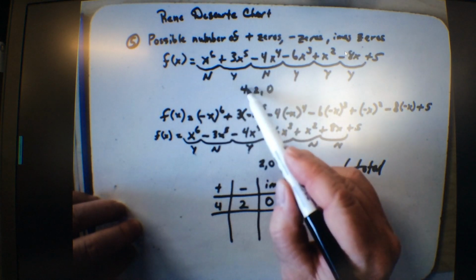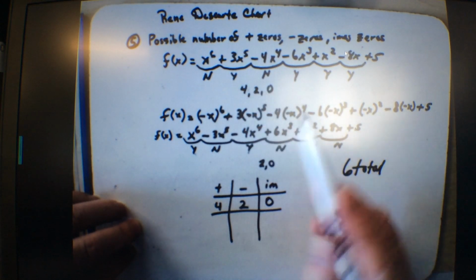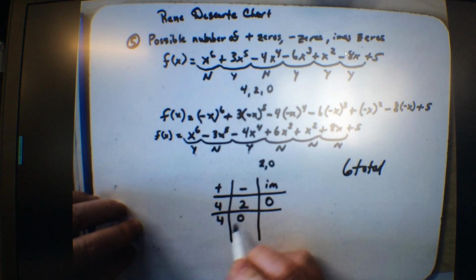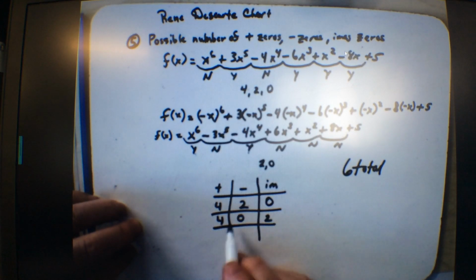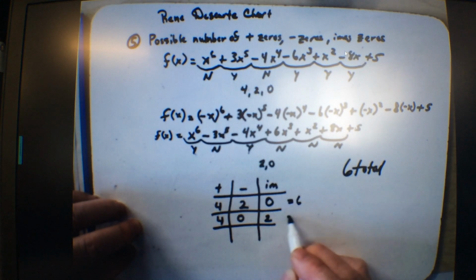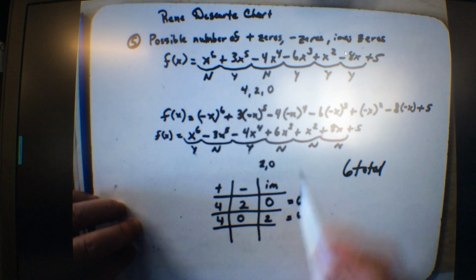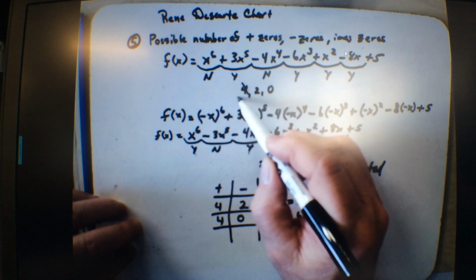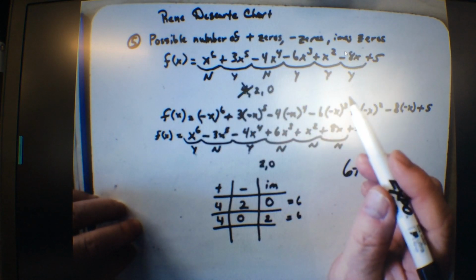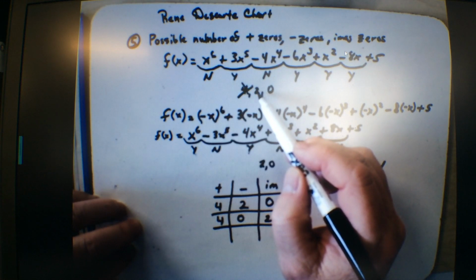Okay, now I do 4 and 2, then I go 4 and 0. How many roots is that? 4. How many are left for imaginary? 2. Notice these should all add up to 6. You got it? Now, I've completed the 4, right? Some people like to cross it out so they know they're done with it. Let's go to the 2.